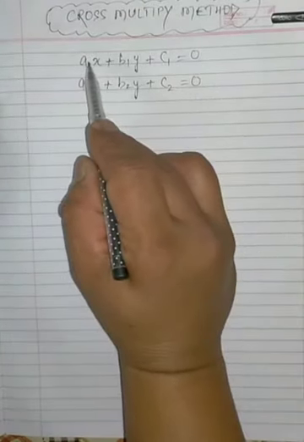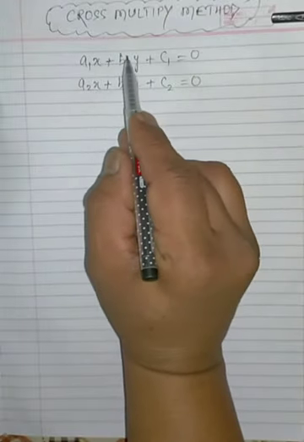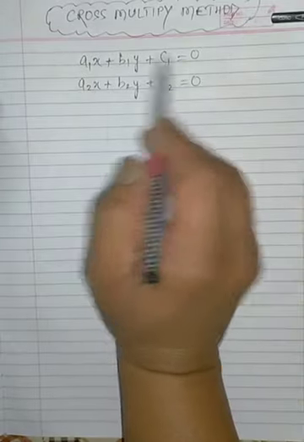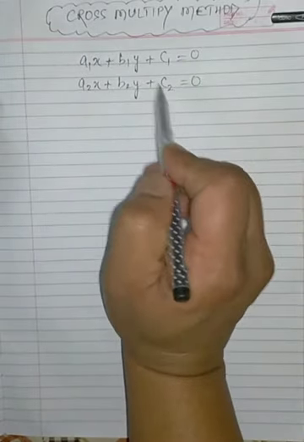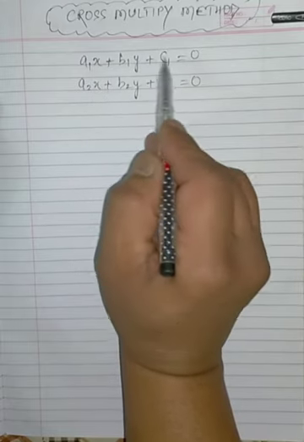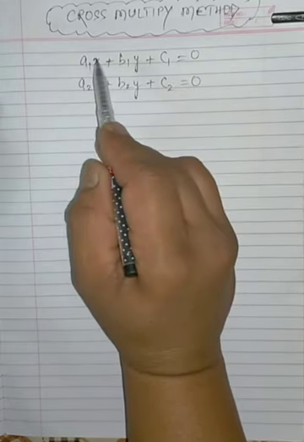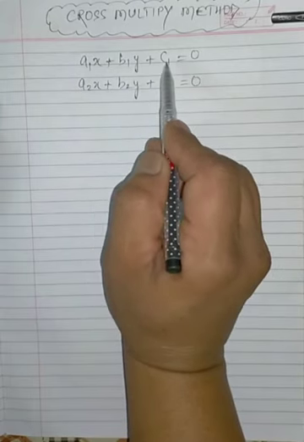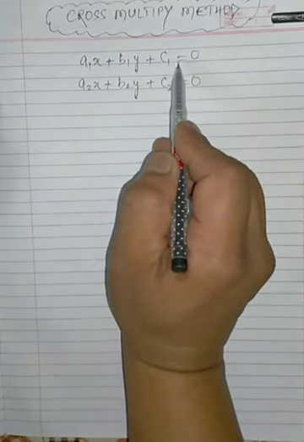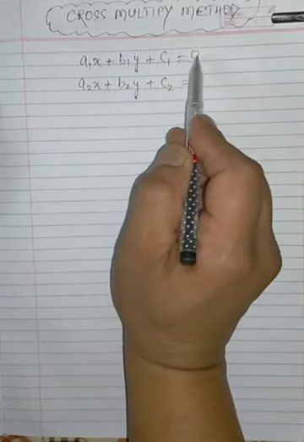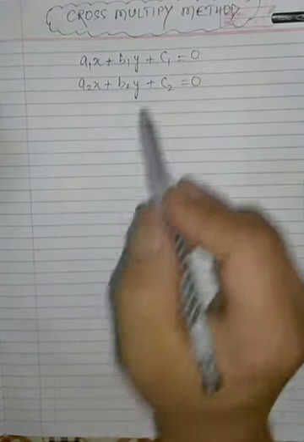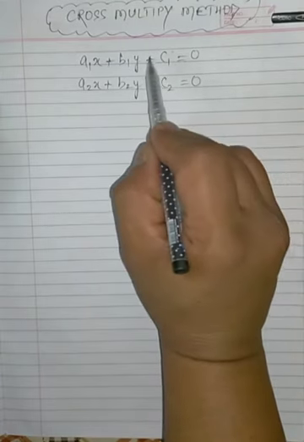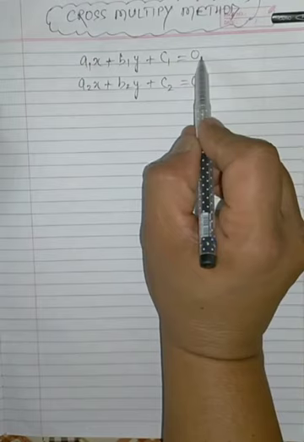Now children, in this method you have to keep in mind that whenever we are given a pair of linear equations, just make sure that the two equations are exactly in standard form. That means the variable x, variable y and the constant should all be on the same side and we should have equal to 0. If in the question the constant is given on this side, then you have to transpose it here and write equal to 0.